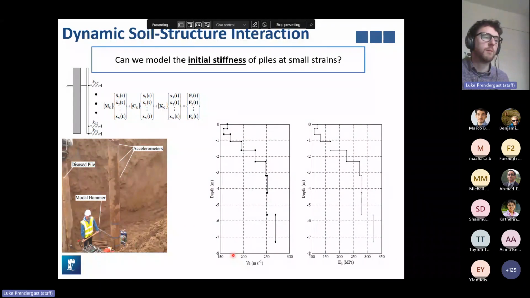So we use the multi-channel analysis of surface waves method to determine the small strain shear modulus and Young's modulus from the shear wave velocity profile. And that gives us a depth variable small strain Young's modulus profile. Now, the question is, how do we inform springs, which are basically called Winkler springs, using these approaches?